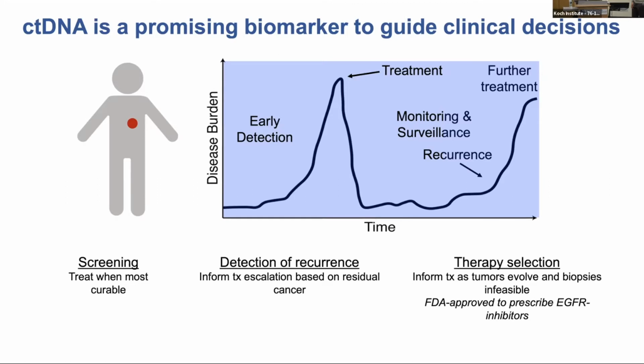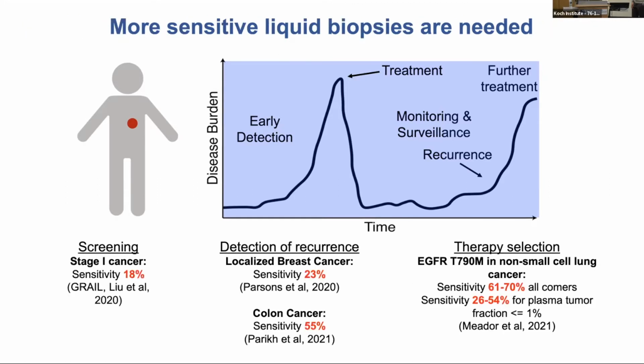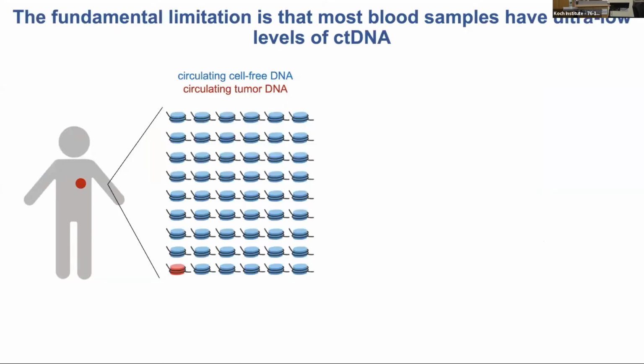However, despite all of these exciting prospects, the reality is that the sensitivity really is not where we want it to be for broad clinical incorporation. And this is evident from the numbers I'm highlighting here for the different applications we just discussed, where we're not really getting more than 50% sensitivity in a lot of these settings. So we asked, why are we hitting this sensitivity limit?